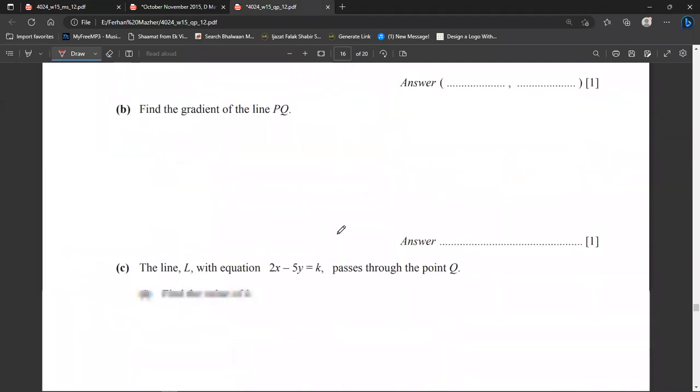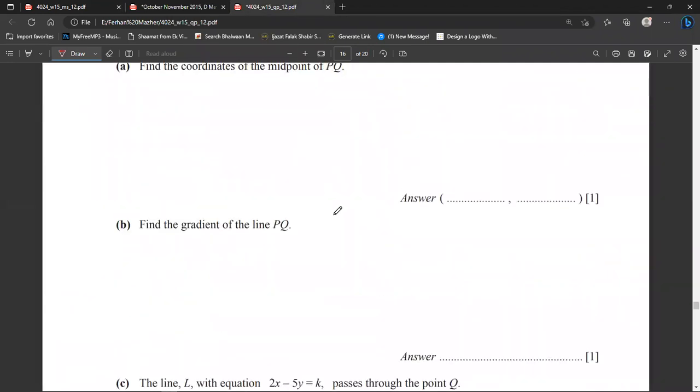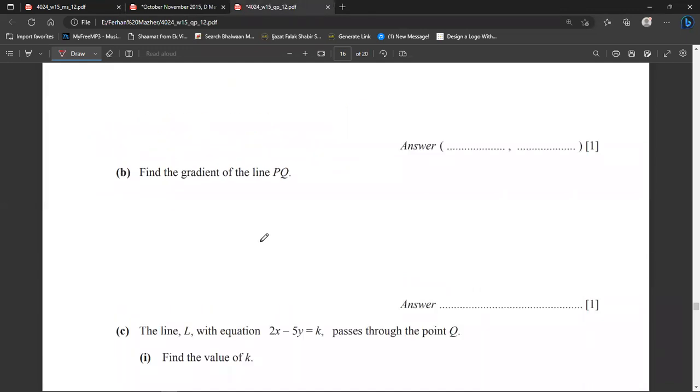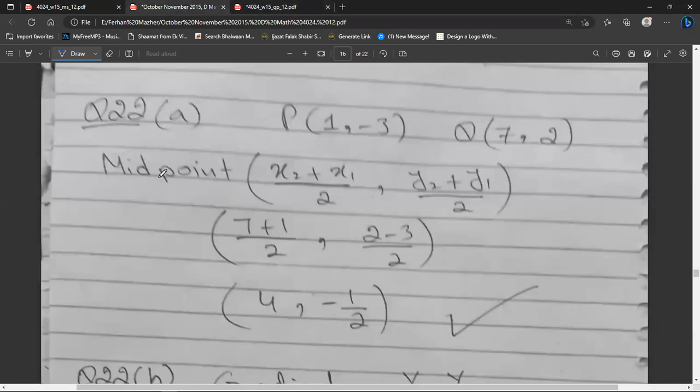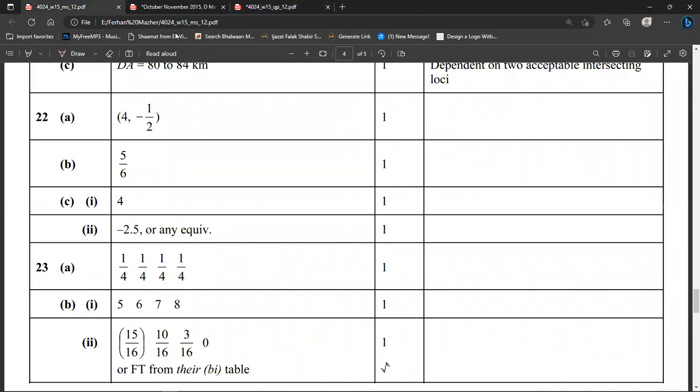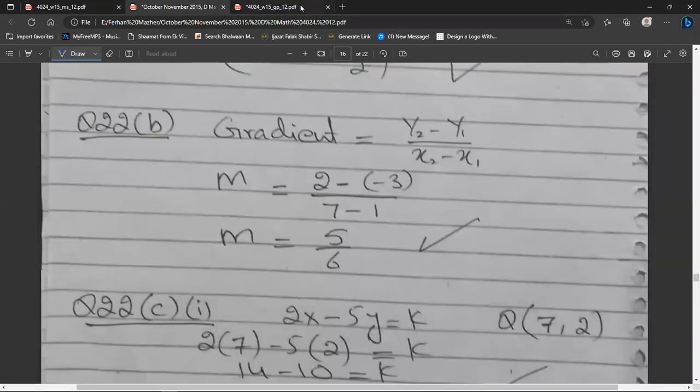So question number 22, it's part B. It says, find the gradient of the line PQ. The coordinates are given. The formula for the gradient is y2 minus y1 divided by x2 minus x1. So that will be 2 minus 3 divided by 7 minus 1, and that will be minus 1... that is 5. 7 minus 1 is 6, so 5 by 6 is the gradient. 5 by 6 is the right answer. This is how it is done.